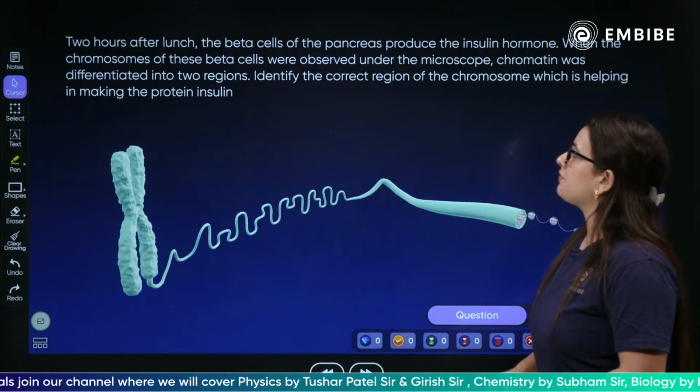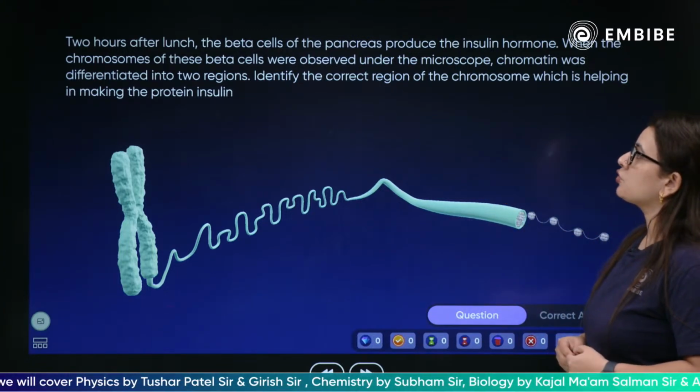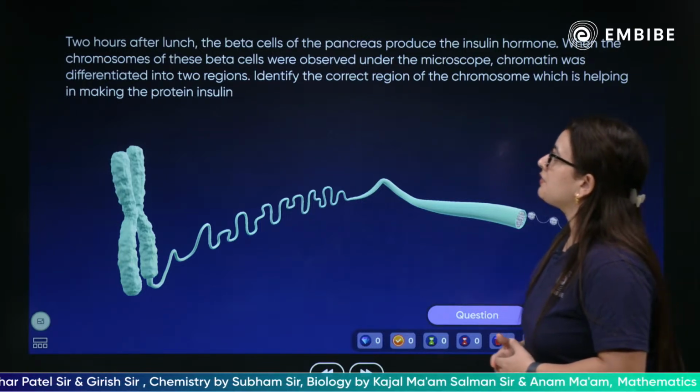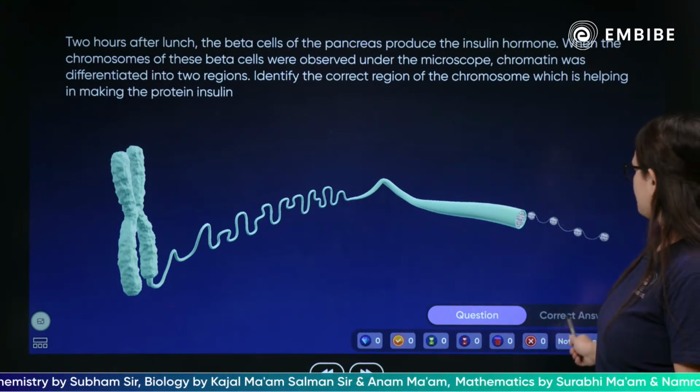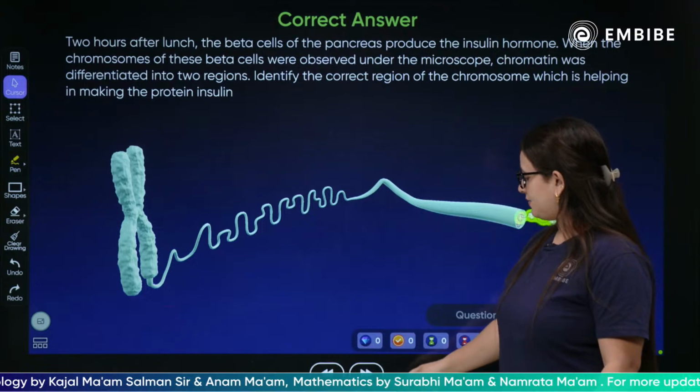Next, 2 hours after lunch, the beta cells of the pancreas produce the insulin hormone. When the chromosomes of these beta cells are observed under a microscope, chromatin is differentiated into 2 regions. Identify the correct region of the chromosome. Simple, so simple. This is the transcriptionally active region.